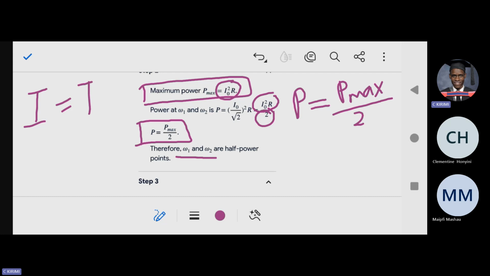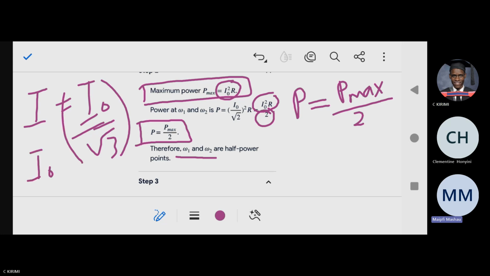If on the question paper you were given that I is equal to I naught over root of 3, W1 and W2 are not going to be half power points. Please, let me repeat that. When you square this one, it's going to be I naught squared over 3 multiplied by R. So it's not going to be over 2. So it's not a half power point. Do you get the logic there?